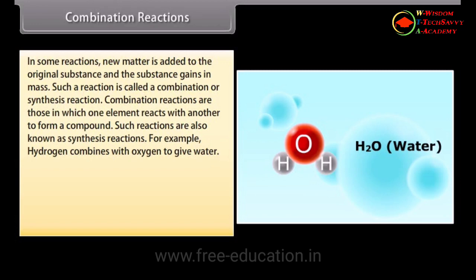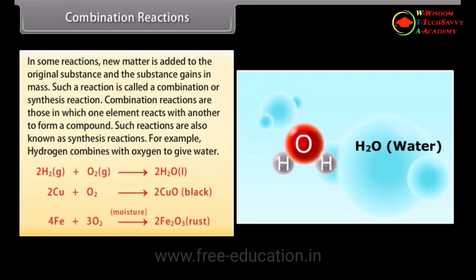For example, hydrogen combines with oxygen to give water. 2H2 plus O2 gives 2H2O. 2Cu plus O2 gives 2CuO. 4Fe plus 3O2 gives 2Fe2O3. Rust.